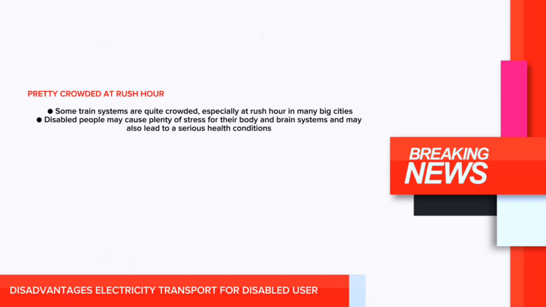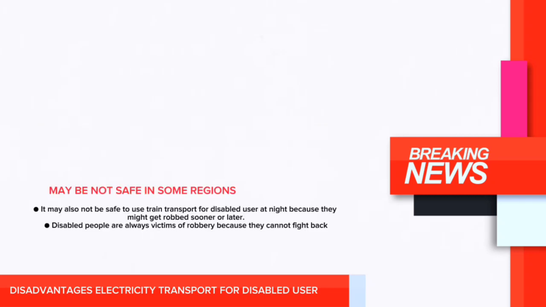Secondly, it is pretty crowded at rush hour. Some train systems are quite crowded, especially at rush hour in many big cities, such as around lunch hour. This may cause plenty of stress for disabled people's body and brain and may also lead to serious health conditions, because disabled people cannot stay in one place quite long as their bodies are not suited compared to normal people.